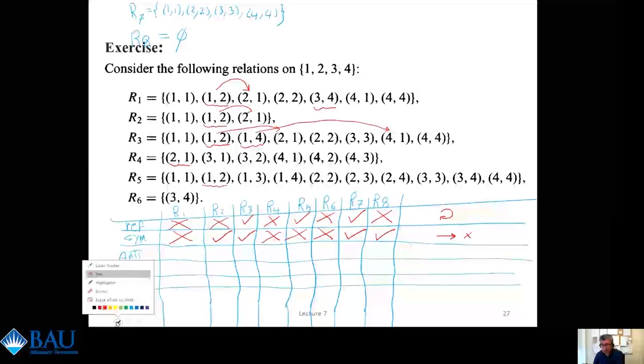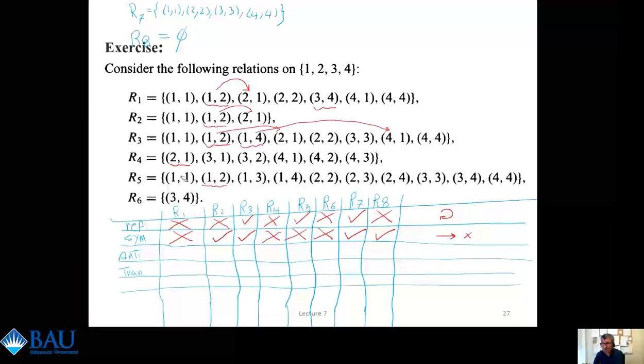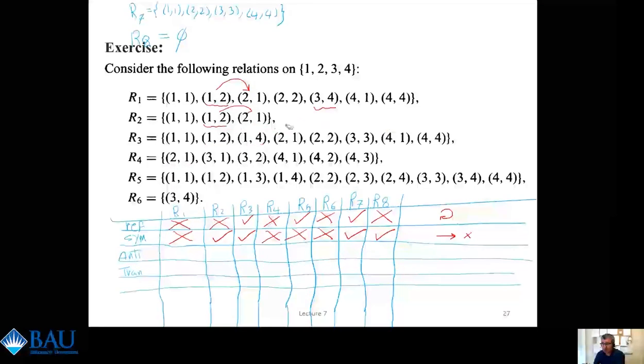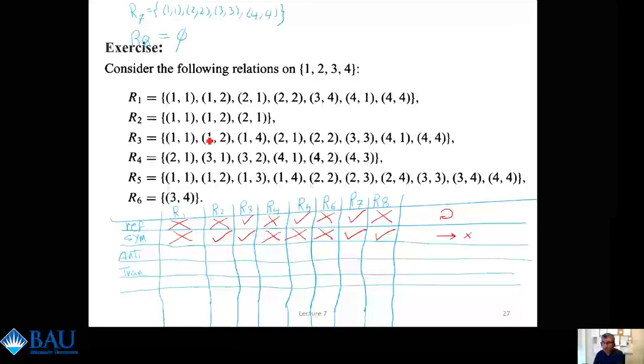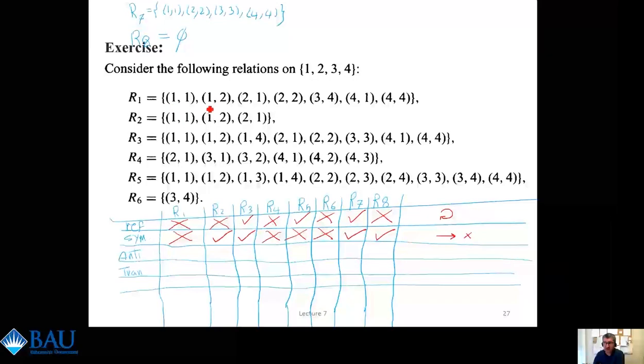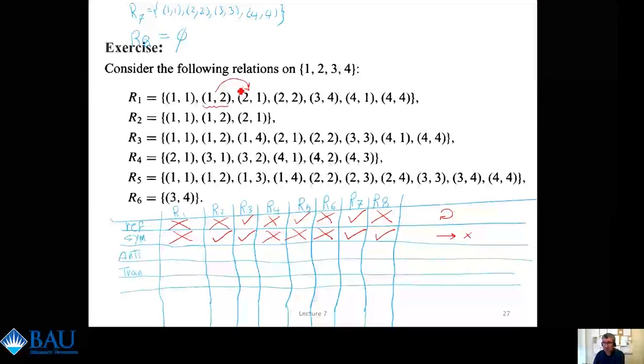The next part is talking about antisymmetric. Antisymmetric says that if you have any element, we don't want to see its opposite one, don't check the same thing again. 1, 1, don't check it. 1, 2. Do we have a 2, 1? Yes. Stop and say that, okay, this is not antisymmetric.